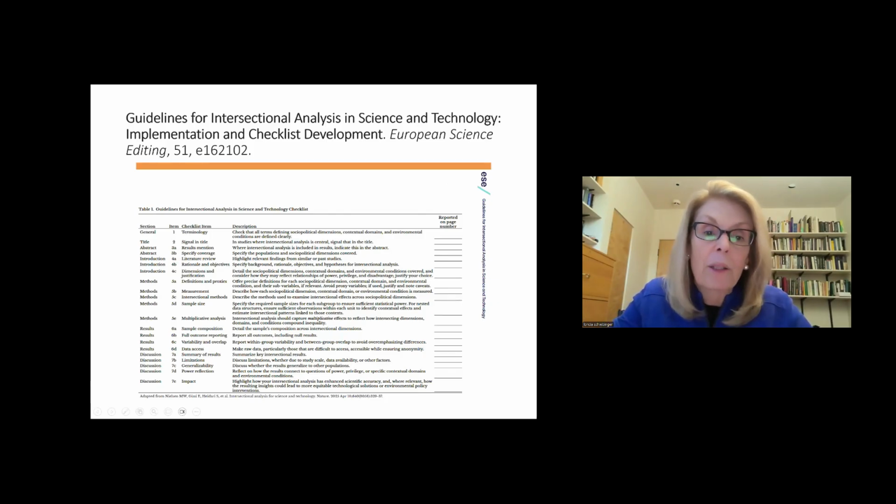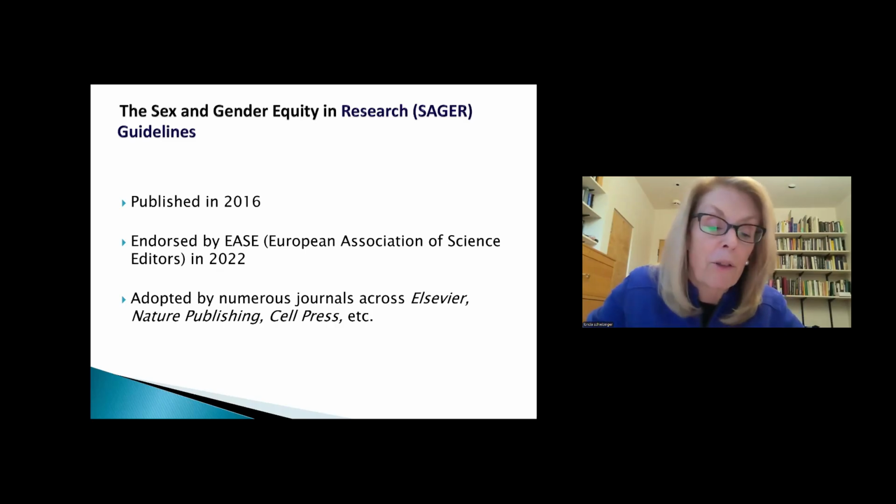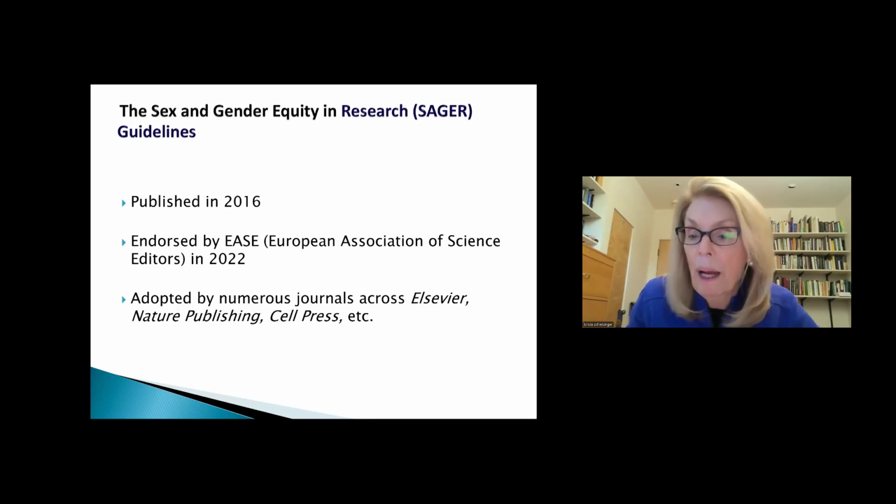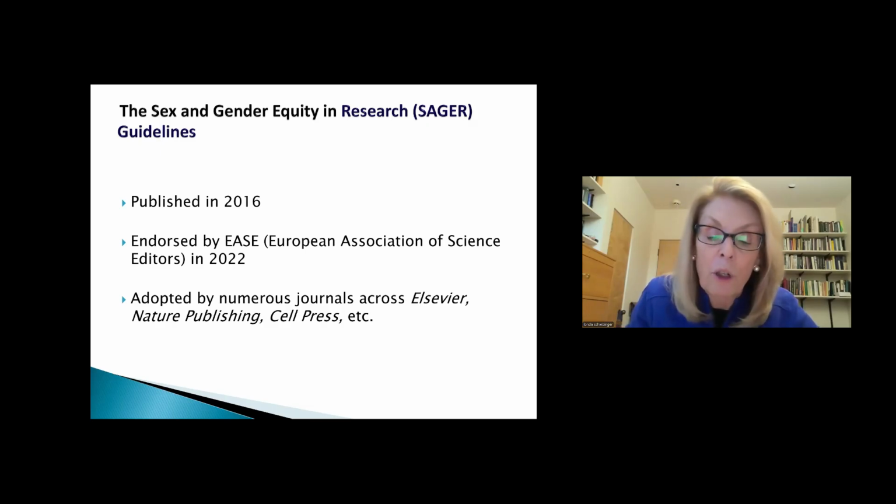So in the past decades, peer-reviewed journals have adopted several sets of guidelines aimed at promoting excellence in science. In 2016, the important Sex and Gender Equity in Research guidelines, or SAGER as we all know it, were published for reporting sex and gender analysis in research. These were endorsed by EASE, the European Association of Science Editors, in 2022 and adopted by numerous journals. Many of the Elsevier journals, including The Lancet, Nature Publishing, and Cell Press, and many others.